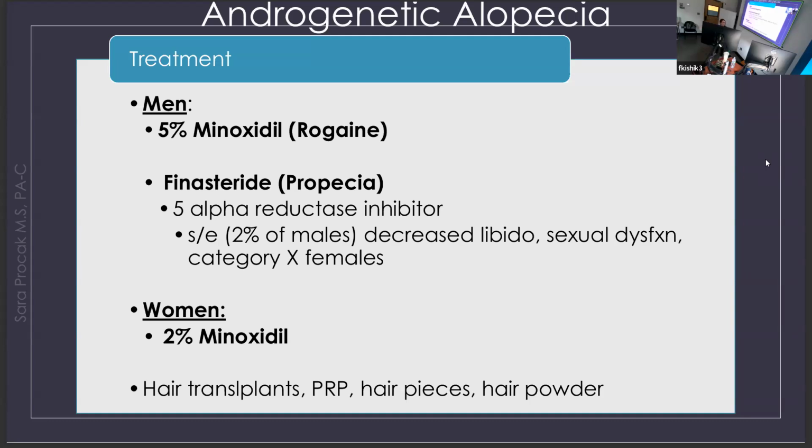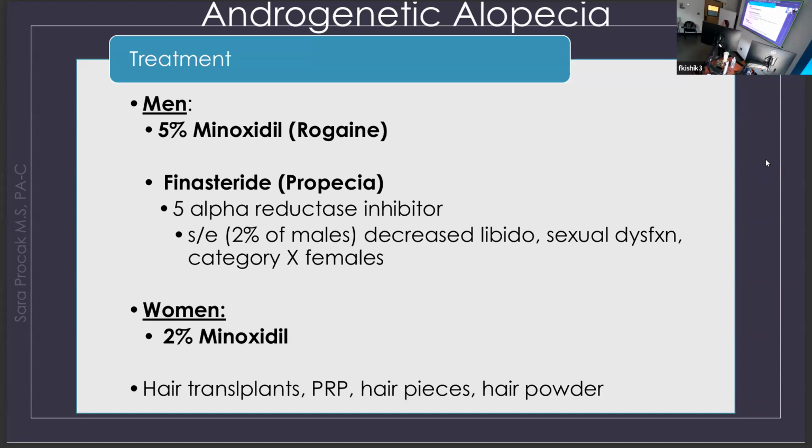Hair pieces, like wigs and things like that, can also be utilized. And then hair powder. Hair powder is a powder that matches your hair color, and what individuals will do is drop it onto their scalp. It'll camouflage the skin of their scalp and help the hair blend in, hiding that area of hair loss.